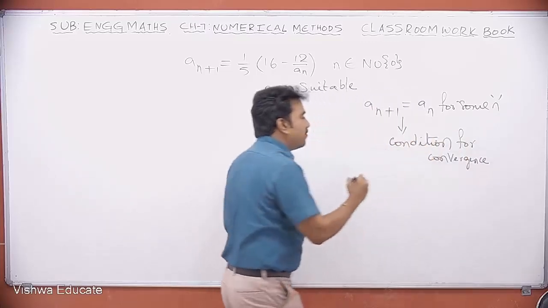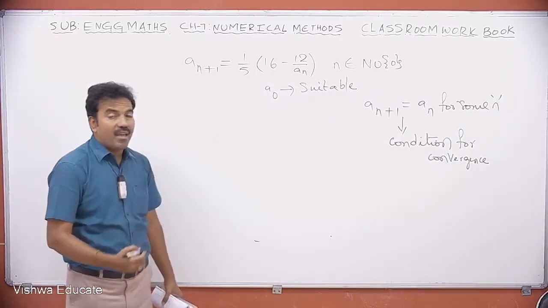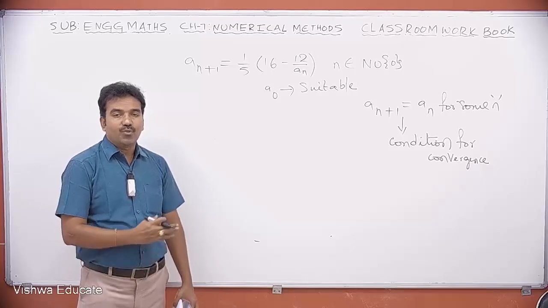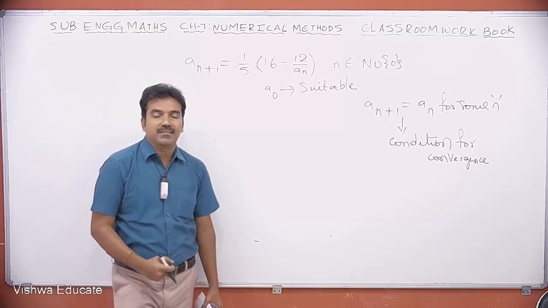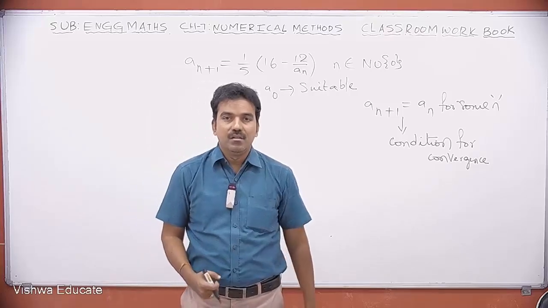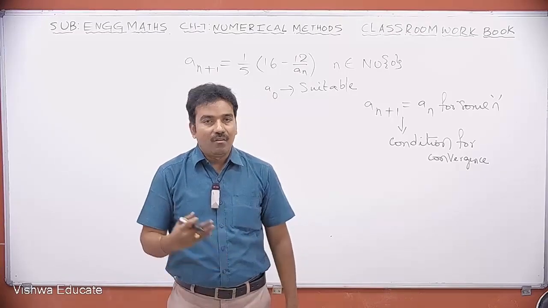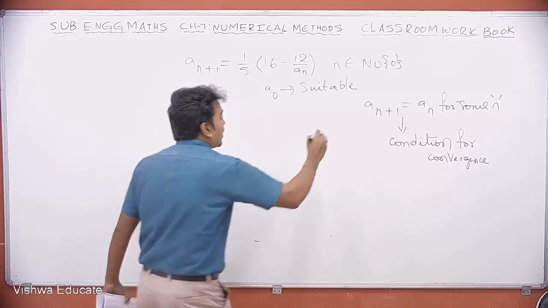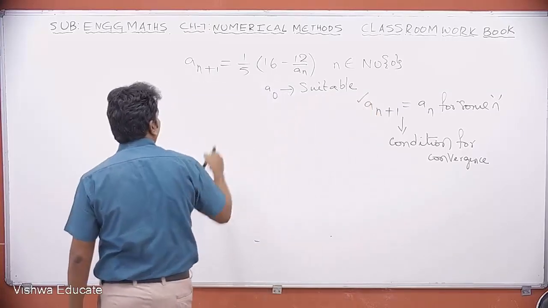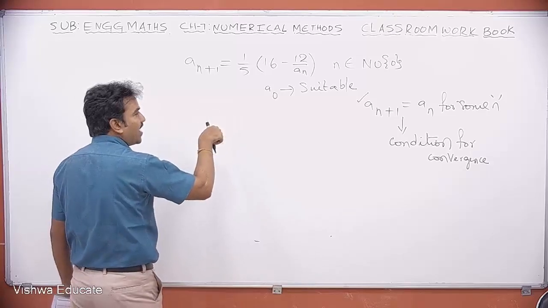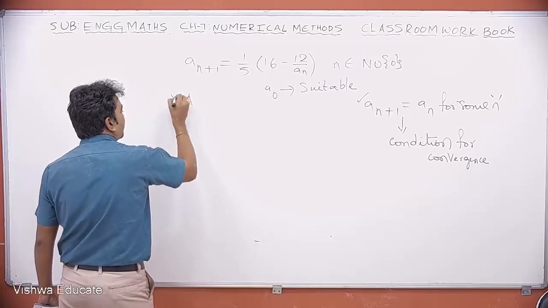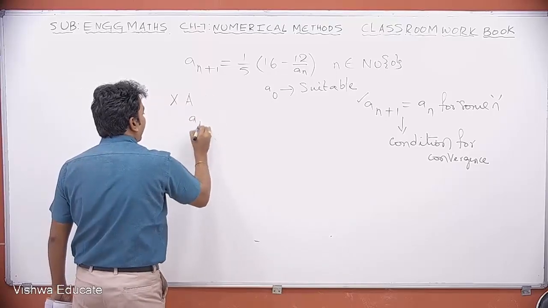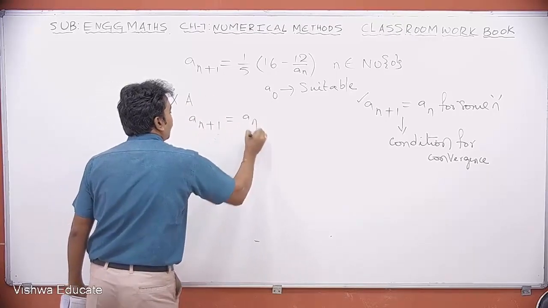So here it is clearly mentioned in the question that a naught is suitable. As I mentioned in one of the previous sessions, when you start with a suitable initial approximation, the Newton-Raphson method always achieves convergence. In the rest of the options, 1.6 is given, 1.8 is given, 2 is given. So this is the condition for convergence, so definitely it converges to some point. So option A is wrong, because option A says it does not converge, but definitely it converges.